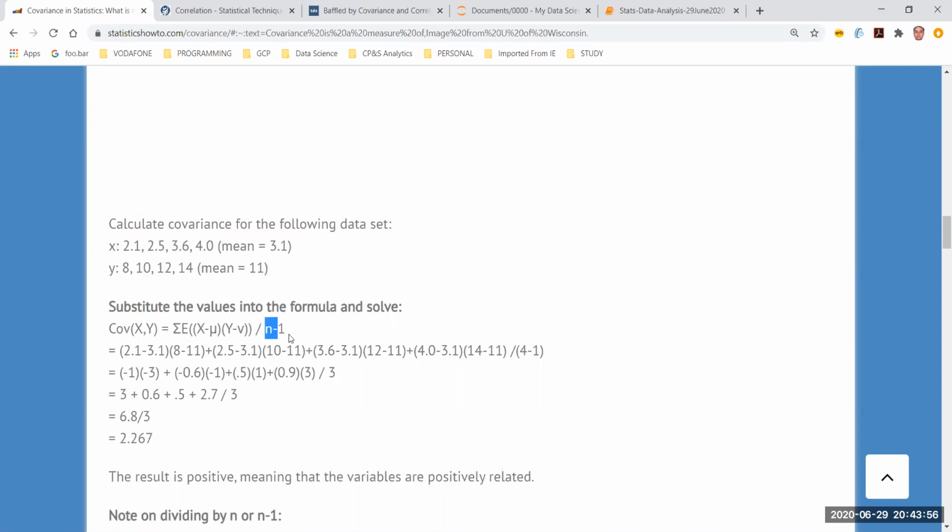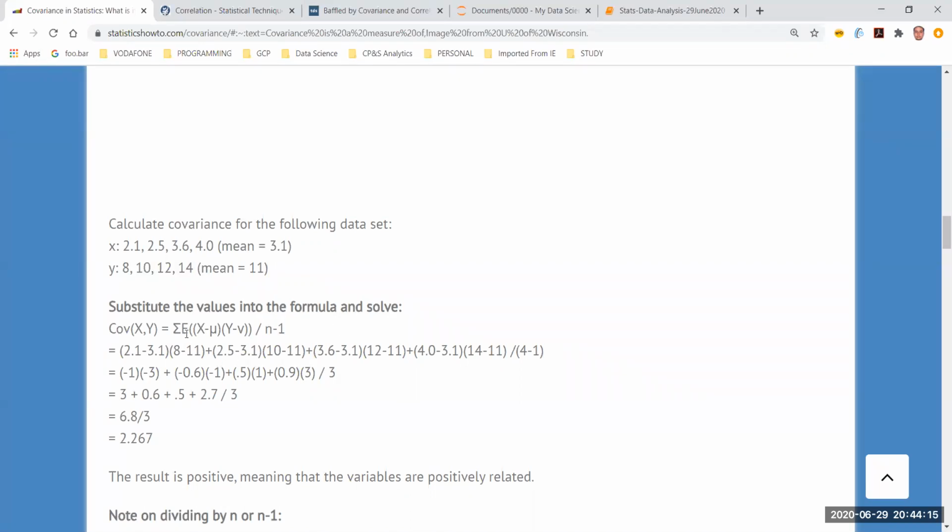The reason we are doing n minus 1 is known as Bessel's correction, and at a later stage we'll also learn about something known as degrees of freedom. I can quickly tell you what degrees of freedom is right now, but maybe let's look into the formula first, and then we can look into degrees of freedom.